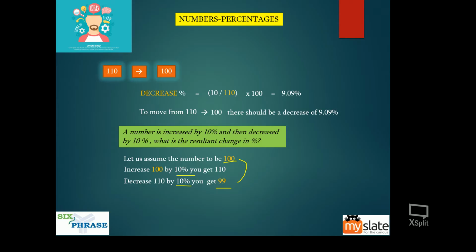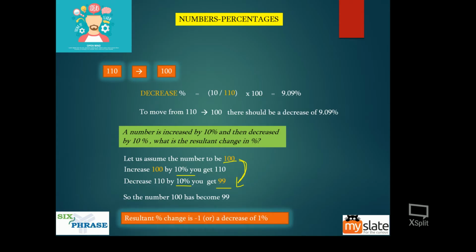Usually, when I ask this question to people, you increase a number by 10 percentage and then you decrease it by 10 percentage. What is the final percentage change? They'll say no change. And I suppose most of you will be saying the same answer. But do you see a no change here? Is 100 to 99 a no change? No, there is a change. There is a change which is minus 1 percentage. So the number 100 has become 99. So the resultant percentage change is minus 1, or a decrease of 1 percentage. So be careful with percentages, guys.